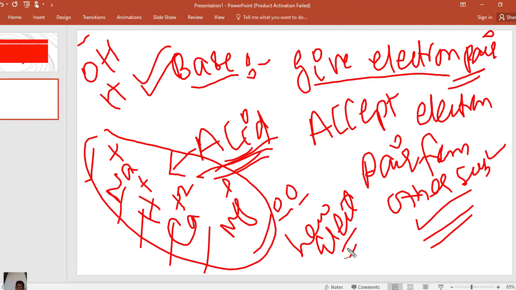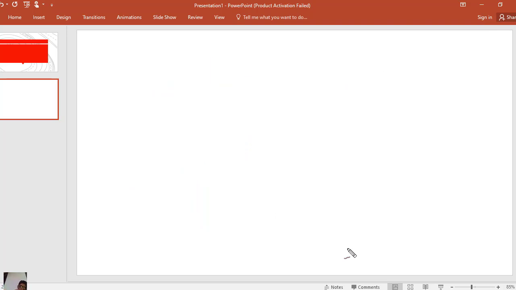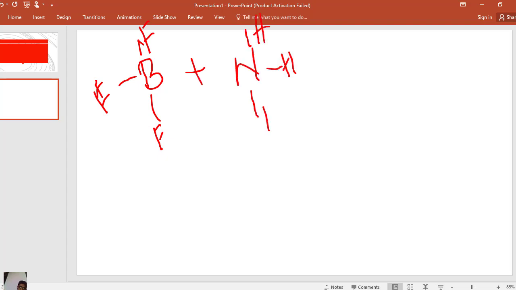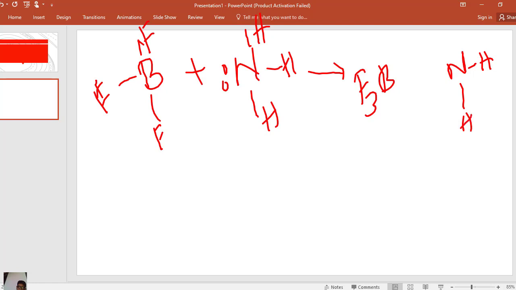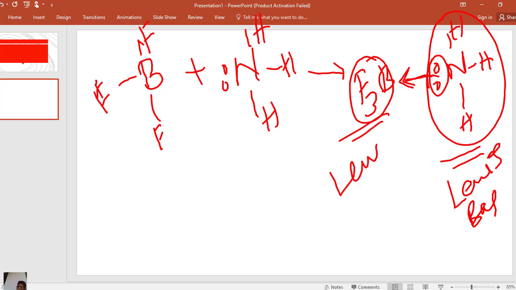We will see some examples of it. Suppose we have ammonia, NH3, which reacts with boron trifluoride, BF3. Ammonia has one lone pair of electrons. In this case, the ammonia gives 2 electrons to the BF3. So ammonia is the Lewis base, while boron trifluoride is accepting that 2 electron or electron pair.